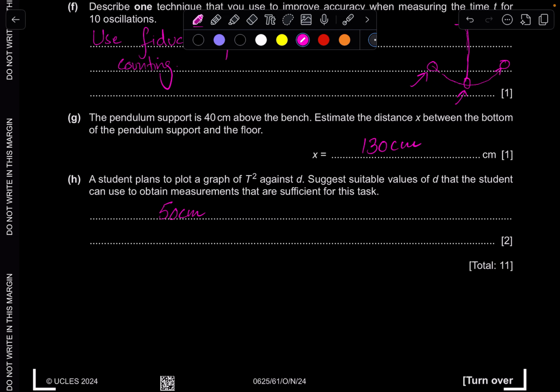Okay, you can write down 60, 70. Just make sure that the value should be smaller than this value x. Why? Because if it is greater than this x, then the pendulum is going to touch the floor. Okay, so that will not give you the accurate value. So any value less than this value, it's acceptable.